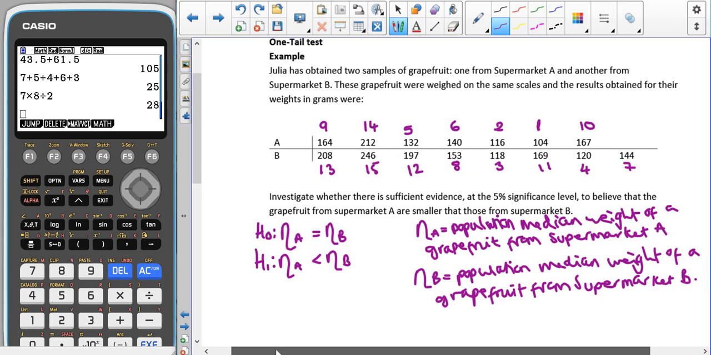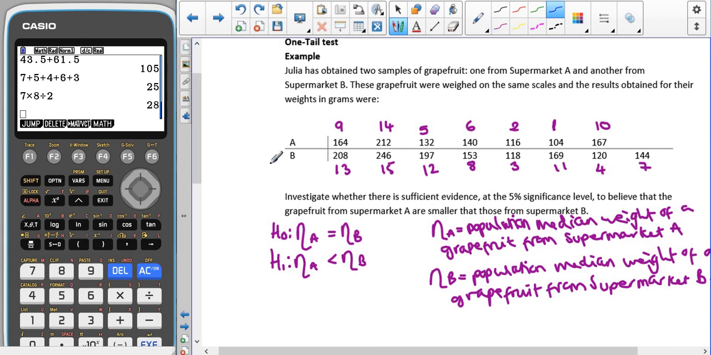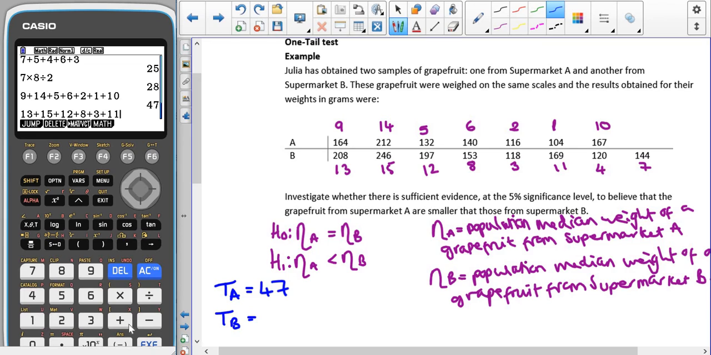So then we need to add up the ranks separately. So now we're going to end up with a total for A and a total for B. So for A, we had 9 plus 14 plus 5 plus 6 plus 2 plus 1 plus 10. And that gave us 47. Then we had 13 plus 15 plus 12 plus 8 plus 3 plus 11 plus 4 plus 7, which gives us 73.